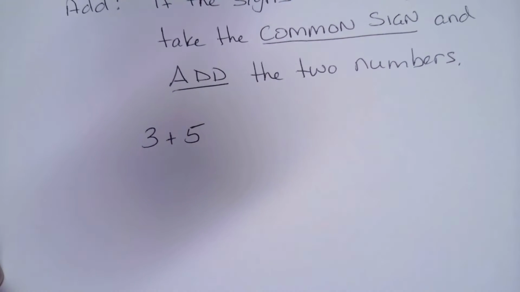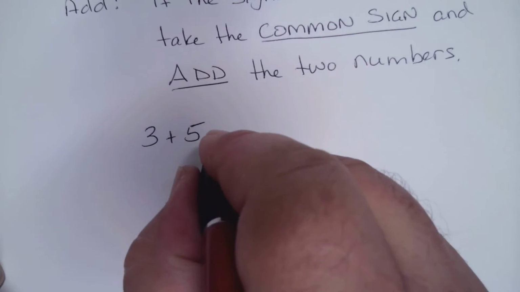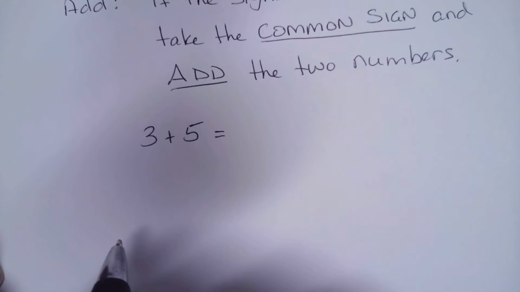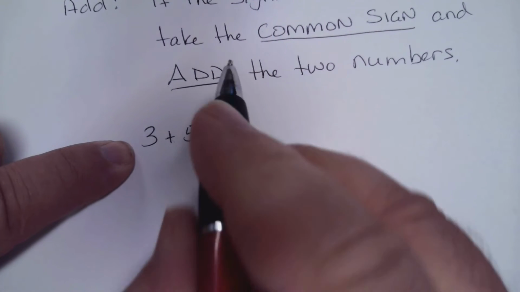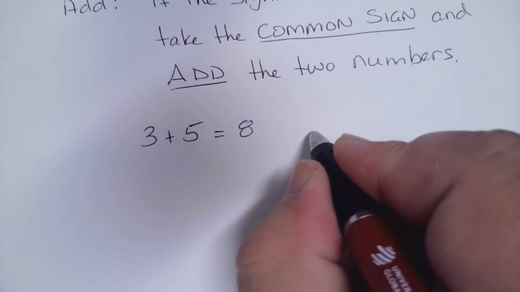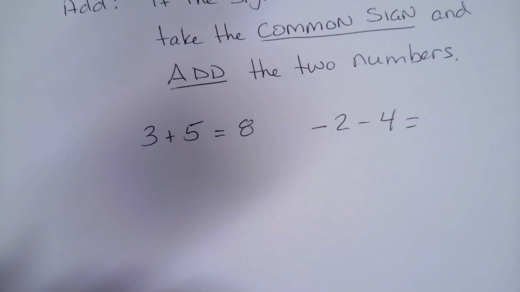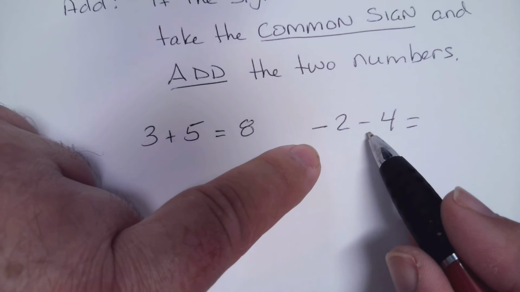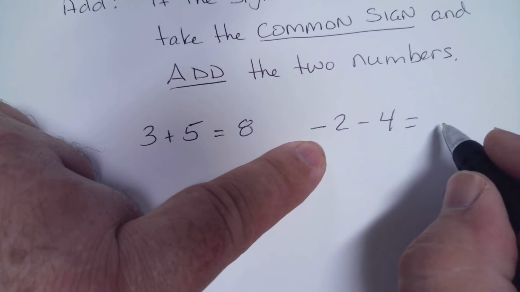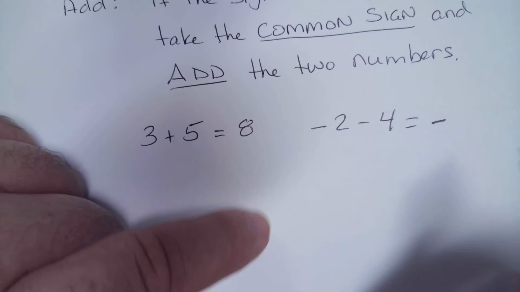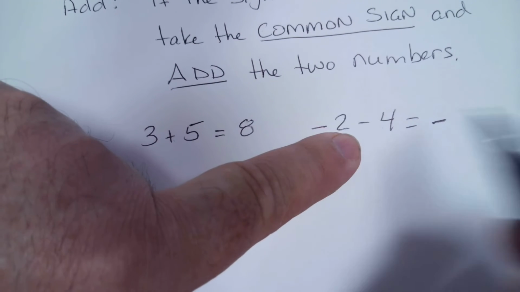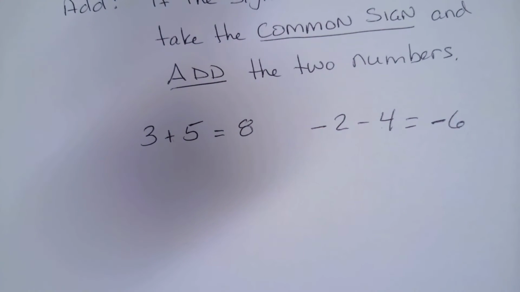Okay, how about this? 3 plus 5. Is it positive or negative? Because they're both positive, it's 8. Negative 2 minus 4. Are the signs the same? So the common sign is negative. Since they're the same, you add the numbers. 4 plus 2 is 6. That's how you do it.